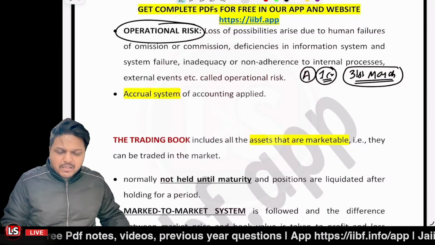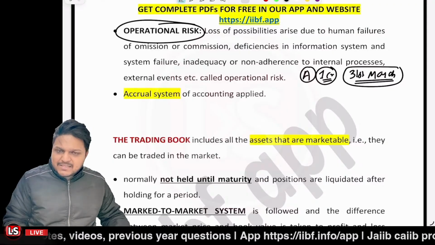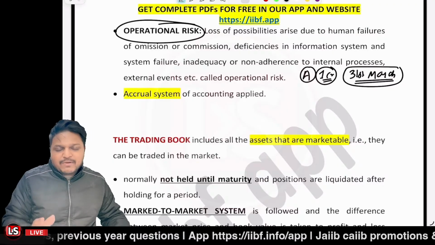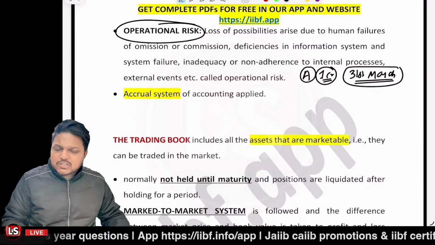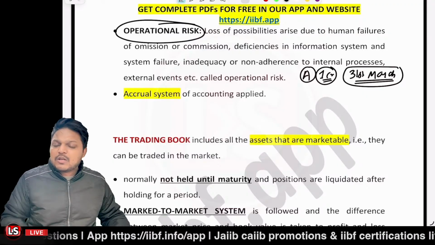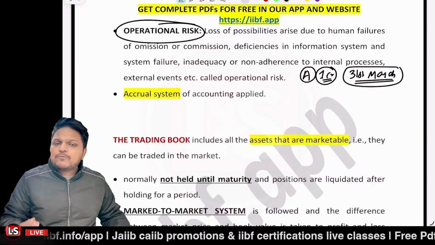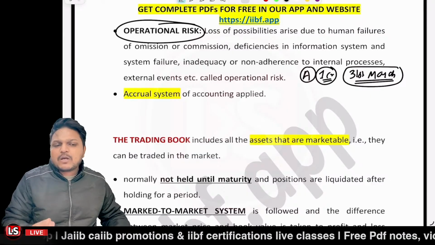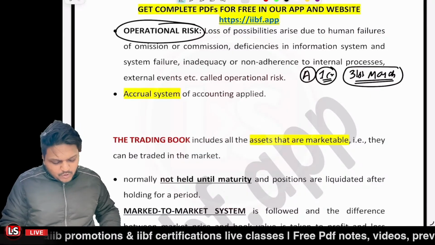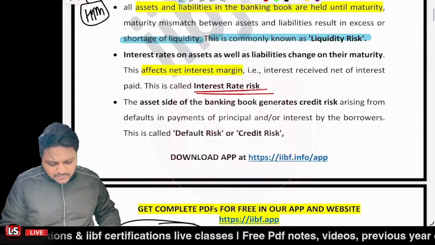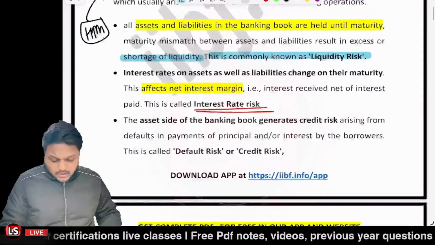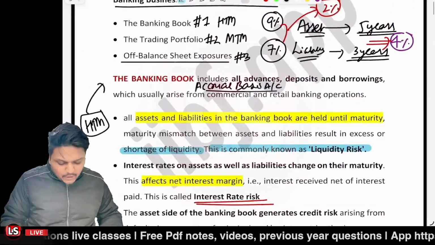Kindly keep in mind that for non-performing assets, cash basis accounting is followed, that whenever you receive the cash, only then you account for it as your revenue. But in case of general accounts, standard accounts, we do follow accrual basis of accounting. So that's about the banking book. Let me give an idea again related to the banking book.